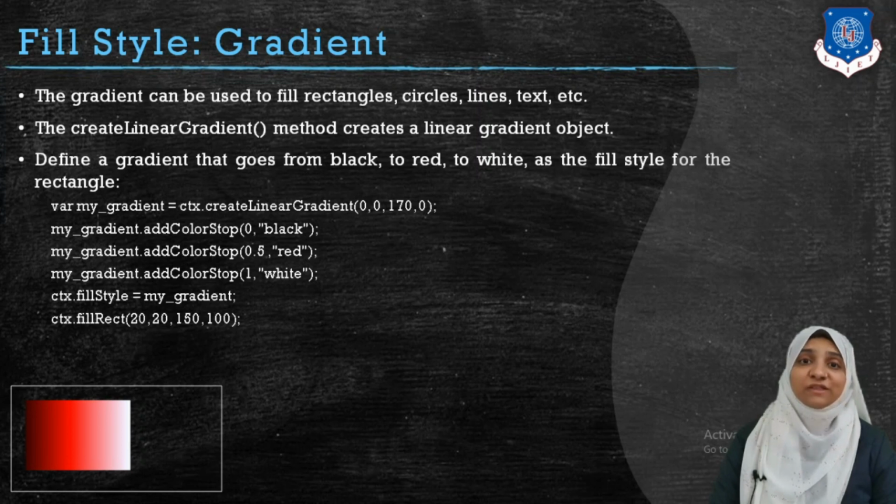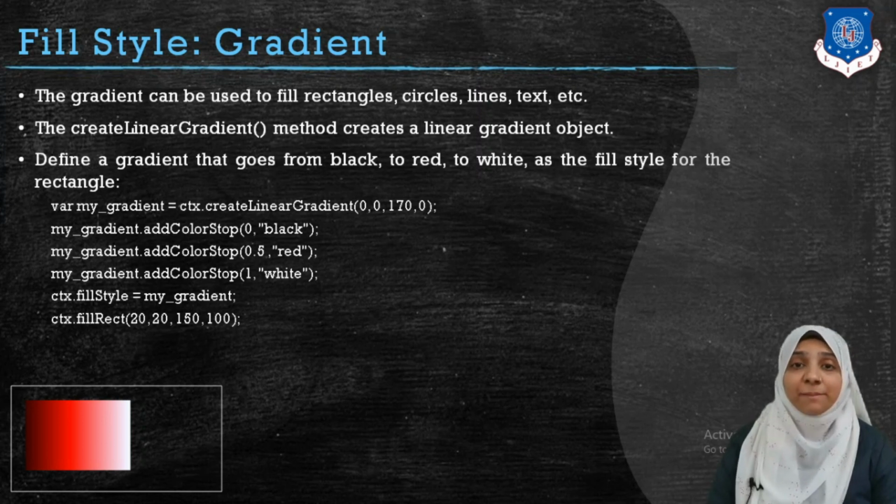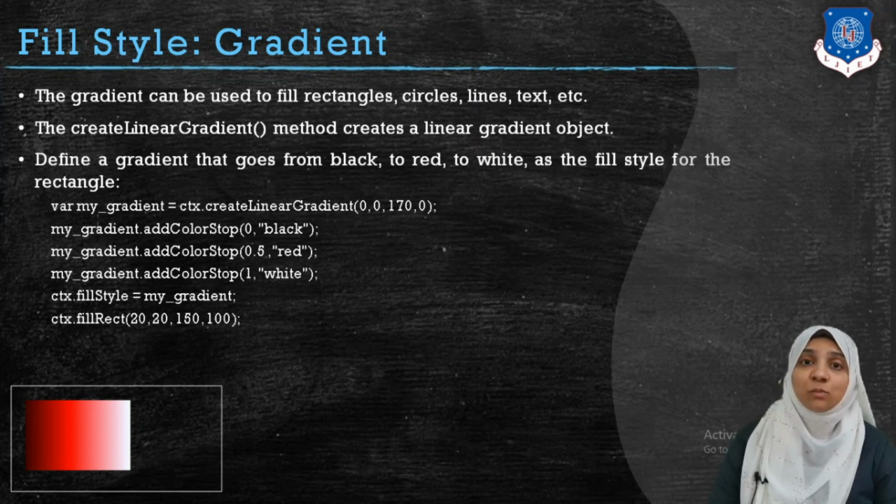Now how to create this kind of fill style of a gradient? That can be done by declaring a variable myGradient equal to ctx.createLinearGradient method. Now this createLinearGradient method defines four coordinates. The first two parameters are the x and y coordinates from where the gradient should start, and the second two parameters are the x and y coordinates of the point where the gradient should stop. So the gradient starts from one place and transitions to another place.